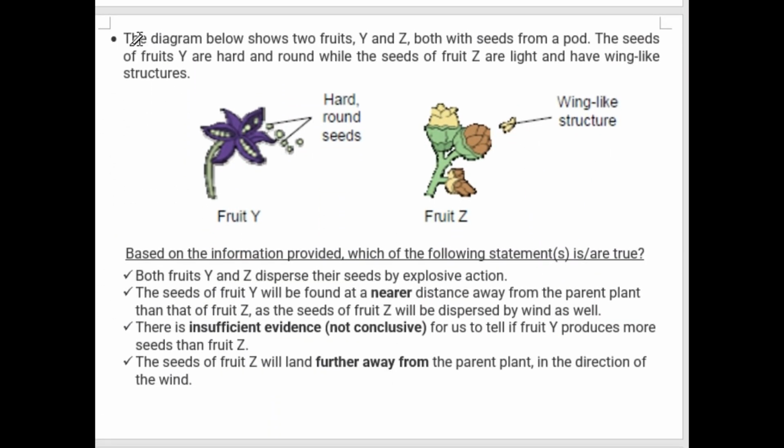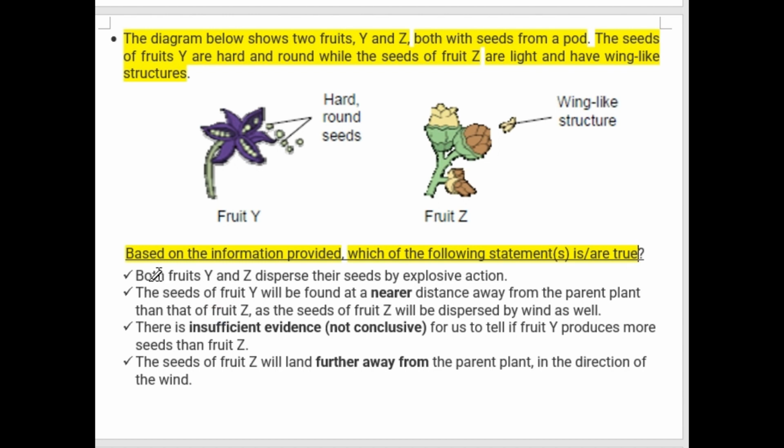The diagram below shows 2 fruits, Y and Z, both with seeds from a pod. The seeds of fruit Y are hard and round, while the seeds of fruit Z are light and have wing-like structures. Based on the information provided, which of the following statements is/are true?